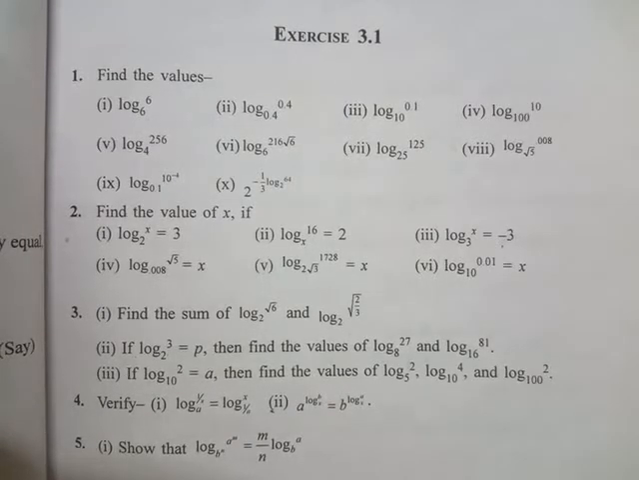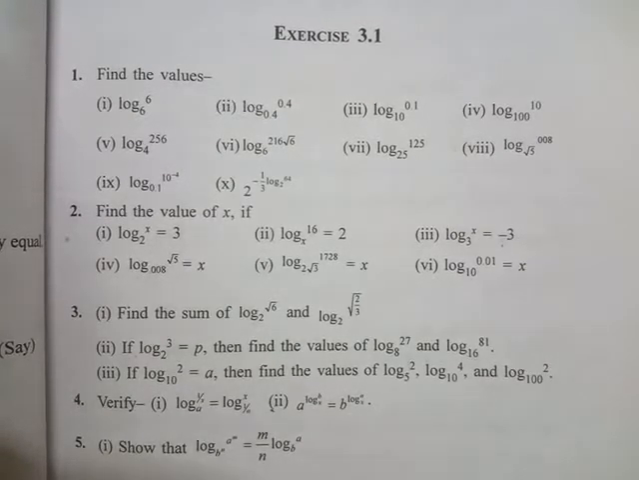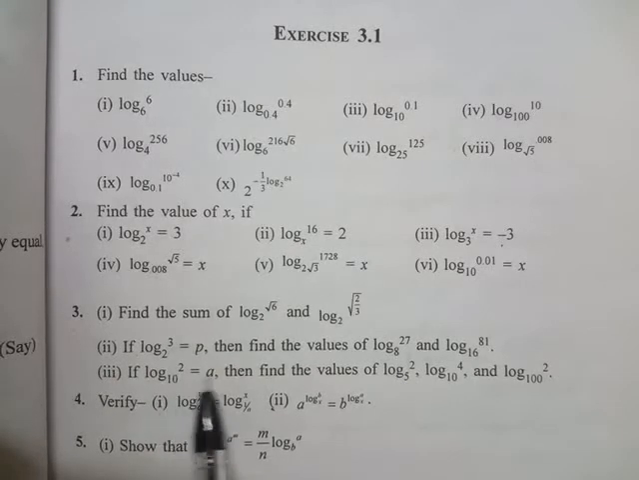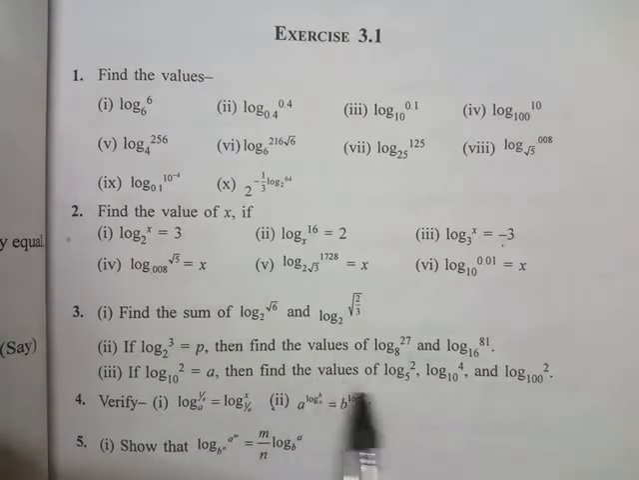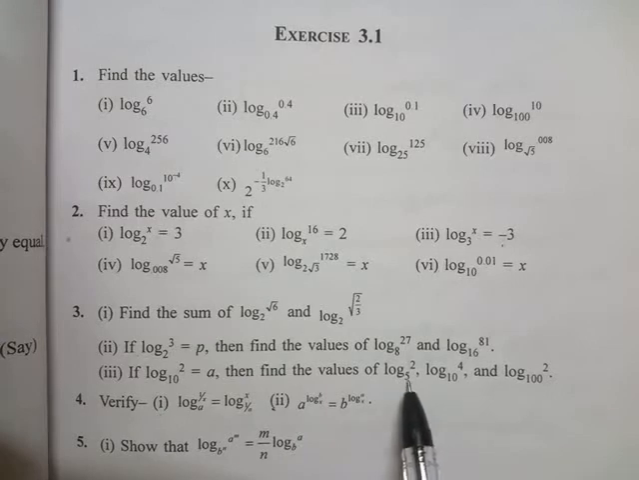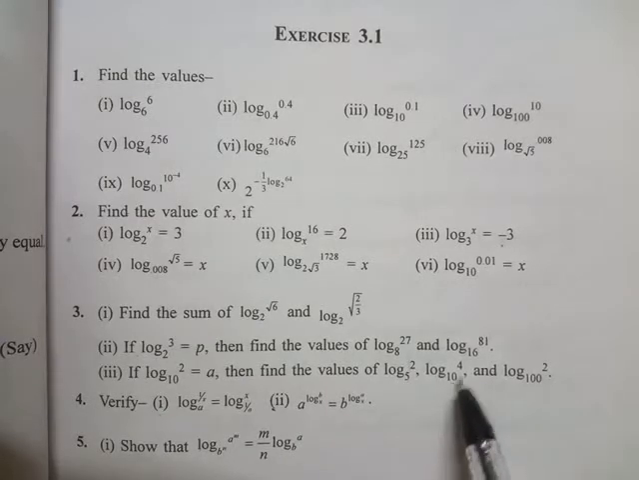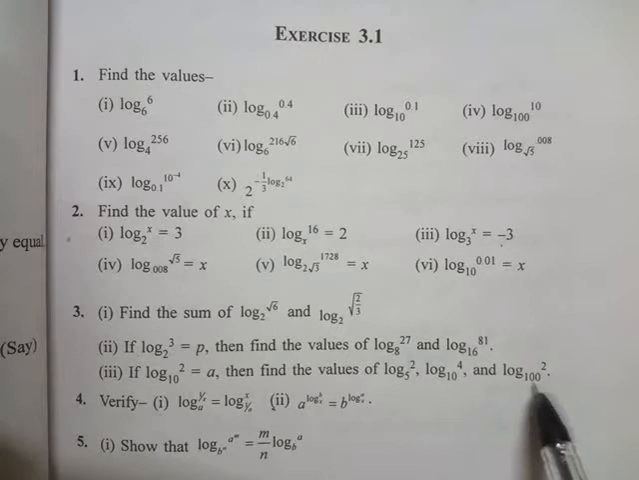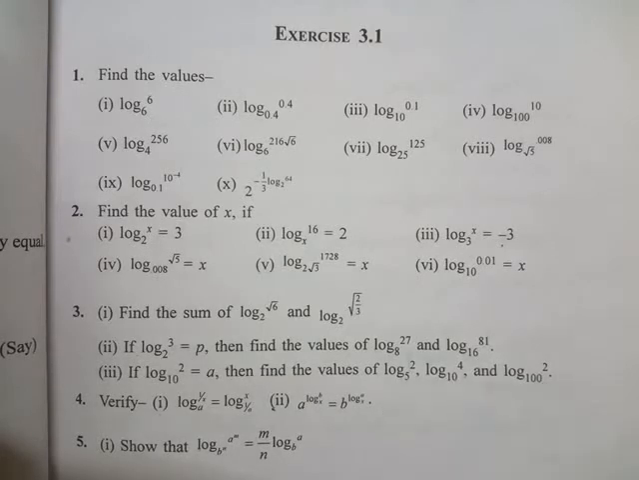Now look student, question number 3 Roman 3 from exercise 3.1, class 9 advanced maths. The question is, if log base 10 of 2 equals a, then find the value of log base 5 of 2, log base 10 of 4, and log base 100 of 2. We have to find these three values one by one depending on this condition given here. So let's have a look at how to solve this one.